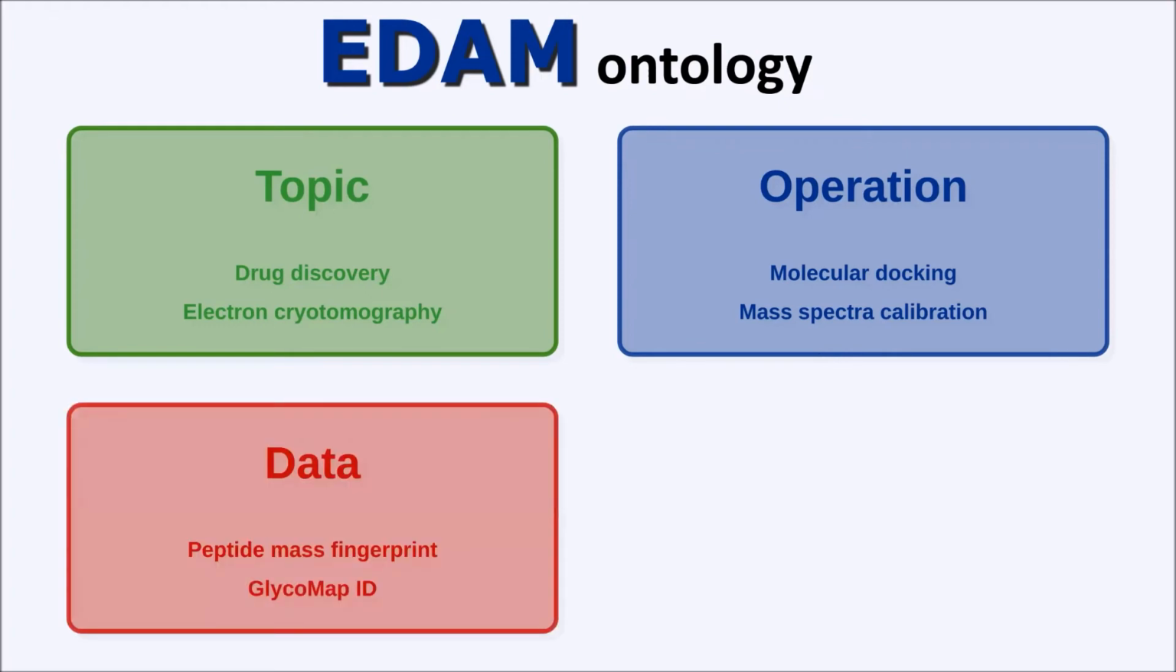Then the data sub-ontology includes concepts representing types of data on the semantic level, so to say, independently of which formats the data could be serialized in. For example, peptide mass fingerprint is a more complex kind of data, or it can be really simple data such as a glycomap ID, which is an identifier in the database of glycans.